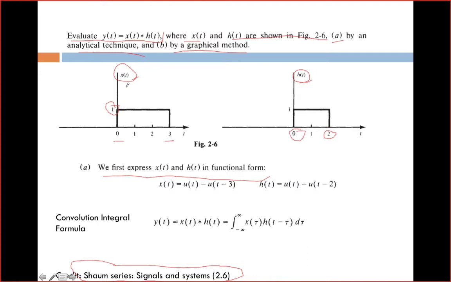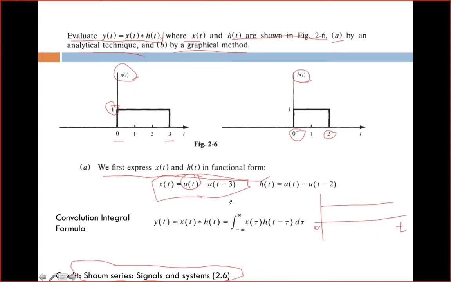Now we have to write these signals in terms of mathematical expressions. If you take x of t, it looks like a step signal, but defined over 0 to 3. It's simply a subtraction of two different signals. For example, x of t is equal to u of t minus u of t minus 3. Here u of t is a step function, I'll draw it, defined from 0 to infinity.